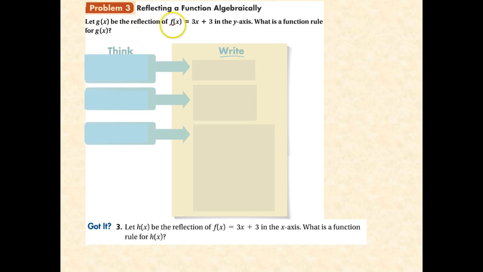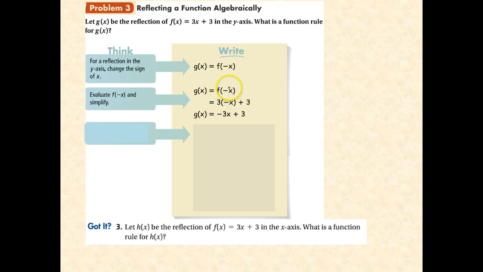So let g of x be the reflection of f of x equals 3x plus 3 in the y-axis. What is a function rule for g of x? Okay, so for a reflection in the y-axis, we change the sign of x. So g of x equals f of negative x. Evaluate f of negative x and simplify. f of something equals 3 times something plus 3. If we're doing f of negative x, we're going to put negative x in there. So 3 times negative x plus 3, so that's negative 3x plus 3.